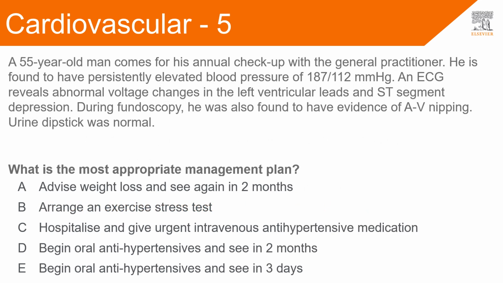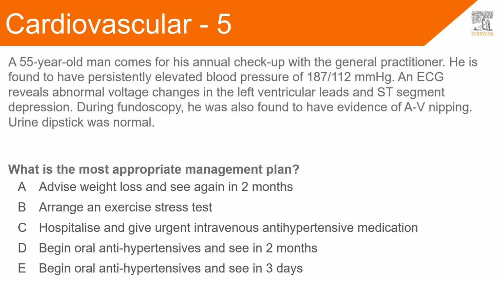Now let's go through question number 5. We've got a 55-year-old man that comes to his annual checkup with the GP. He's got persistent high blood pressure, 187 over 112, and ECG shows abnormal voltage changes in the left ventricular leads, and also ST segment depression. Now, during fundoscopy, he's also found to have evidence of AV nipping, and urine dipstick was normal. So let's go through this.